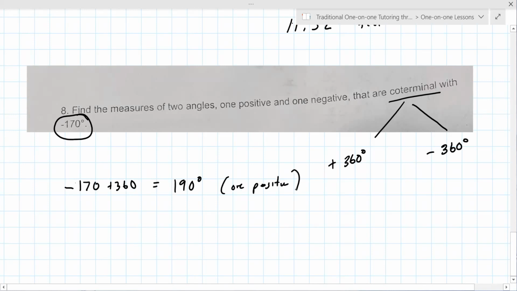And then you can subtract 360. That's just going the other direction. Minus 530 degrees. And that's your one negative.